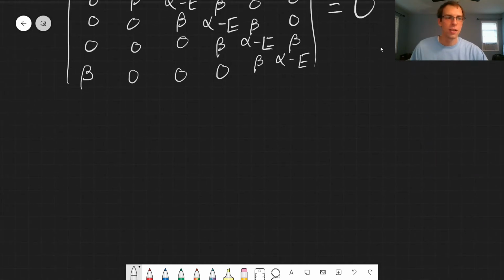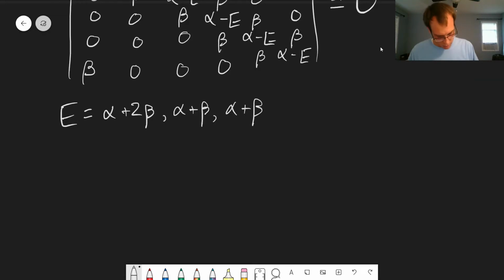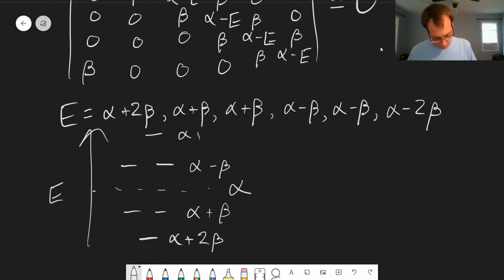So in terms of energies, we have 6 different results because we end up with a 6th-order polynomial. We get alpha plus 2 beta, alpha plus beta twice, so we get degenerate states here. And then we get alpha minus beta twice, and an alpha minus 2 beta. So if we plot this in terms of energies, where this is alpha, we'll have our alpha plus 2 beta down here, alpha plus beta, 2 of those, alpha minus beta, 2 of those, and 1 alpha minus 2 beta.